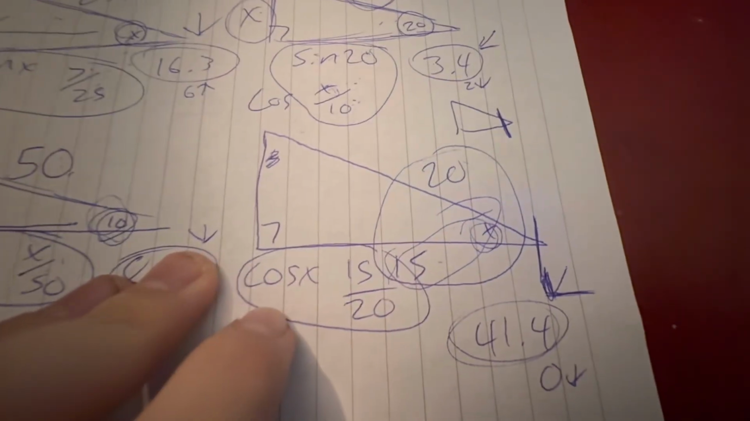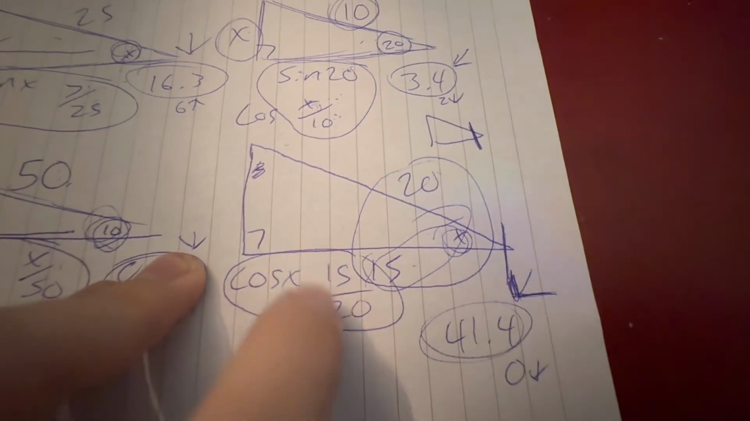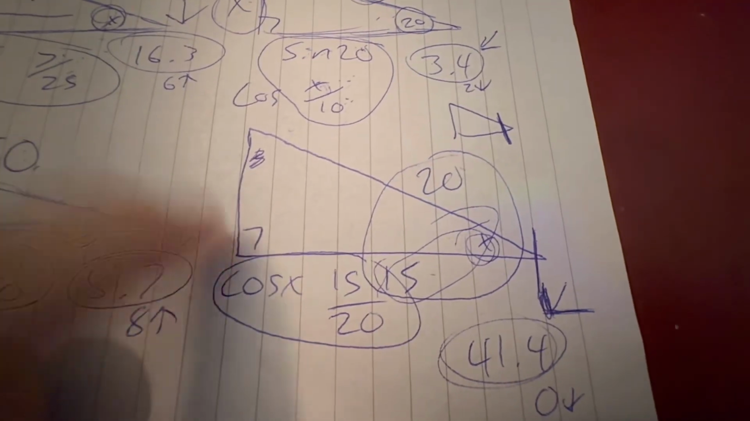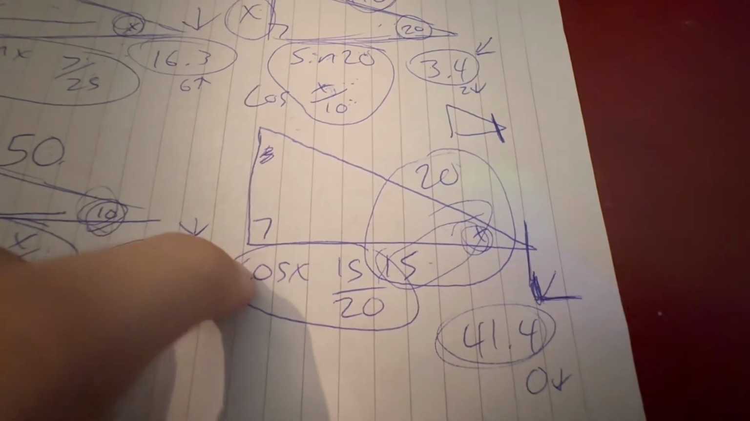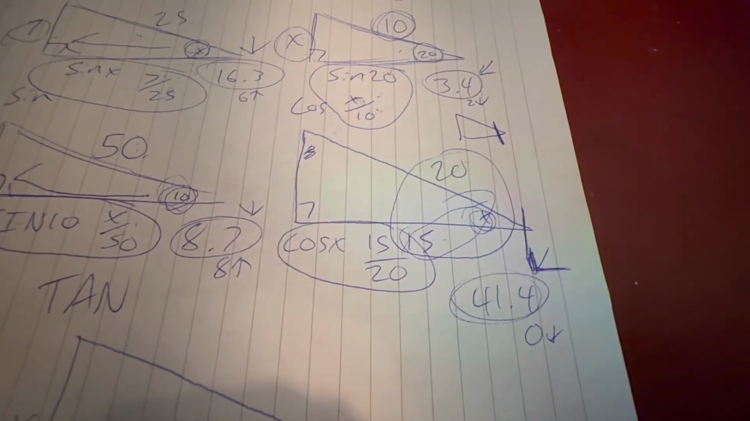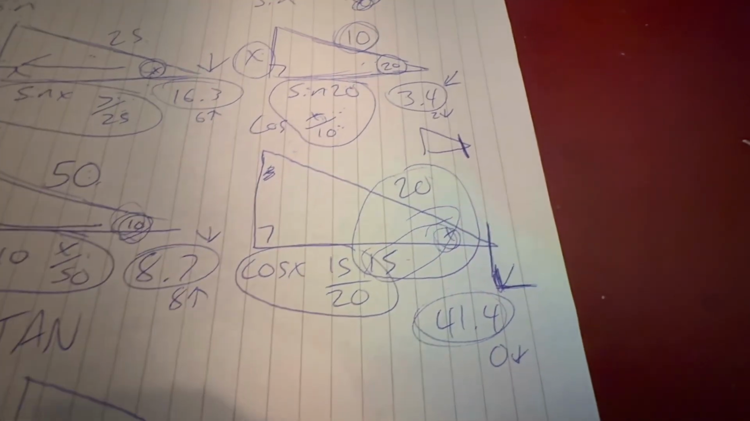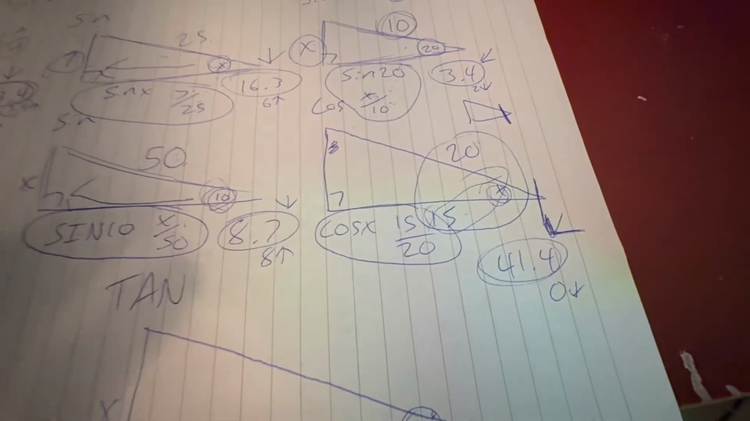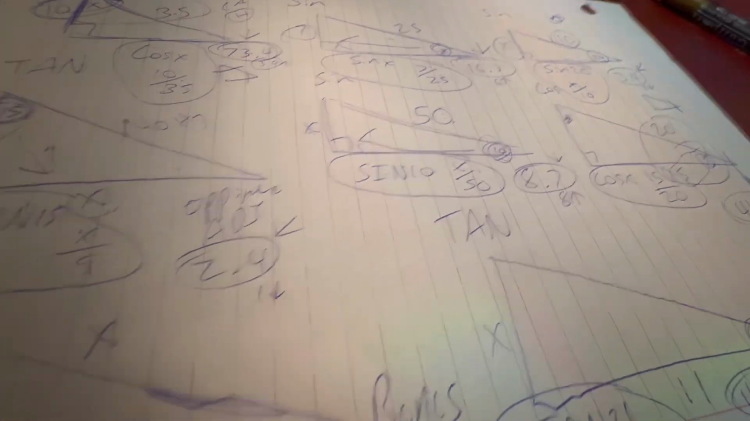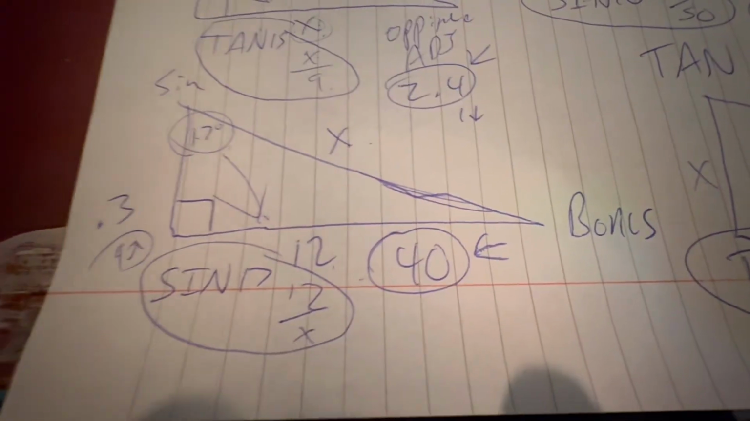This is going to be your cosine. The cosine of x is 15 over 20. Now, please notice that your cosine is x, which means you're going to do second cosine, and then you're going to be 15 divided by 20. And second cosine of 15 divided by 20 is going to give you approximately 41.4, which is going to be your angle degree measure there, because we're solving for the x.